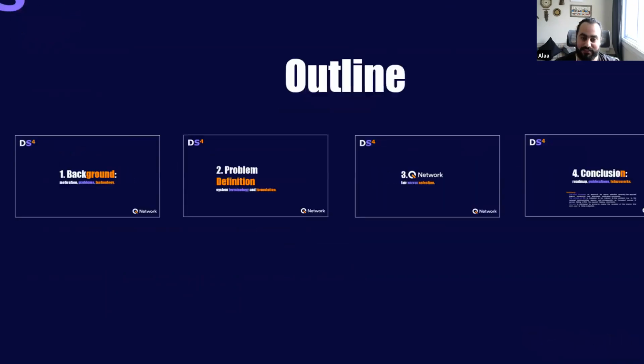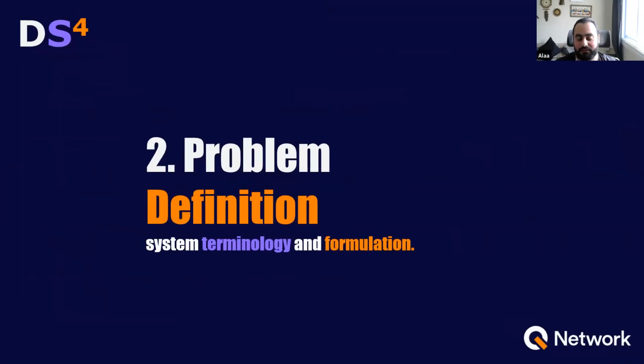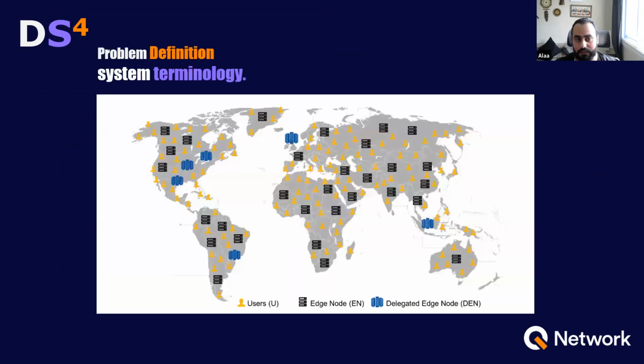Great. So now we'll be jumping into the problem definition and defining some system terminologies and formulations. So this is today's map. Let's assume that the users are distributed across the world, and the number of users is going to be way larger than any other computing devices that we have.